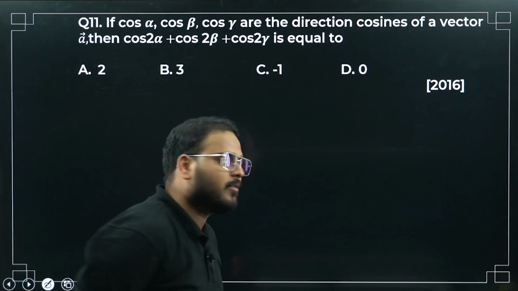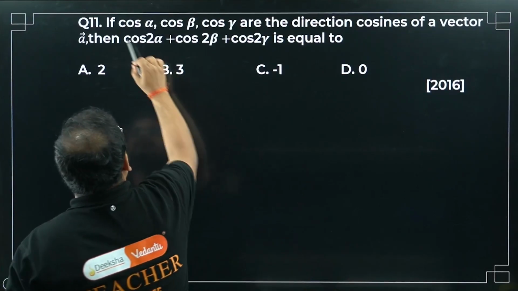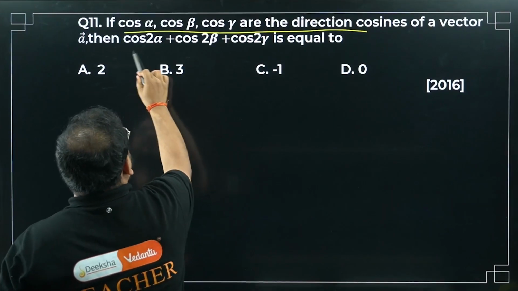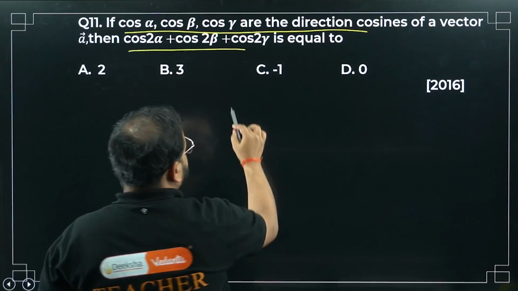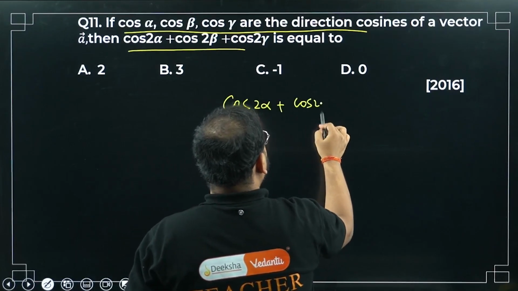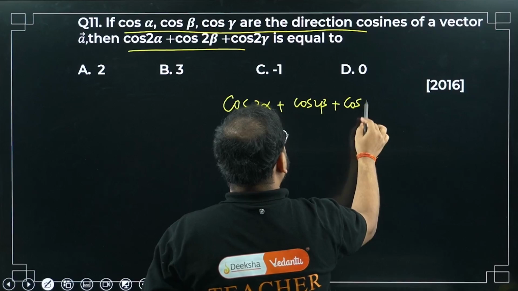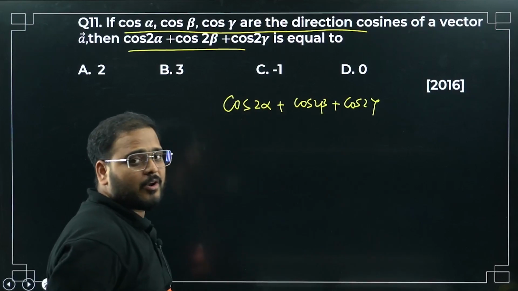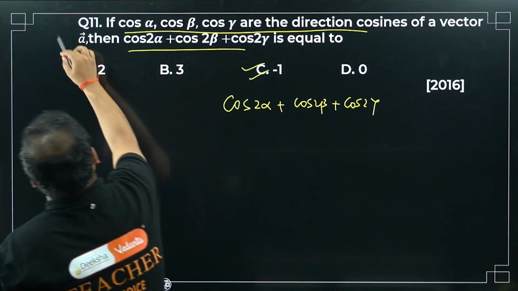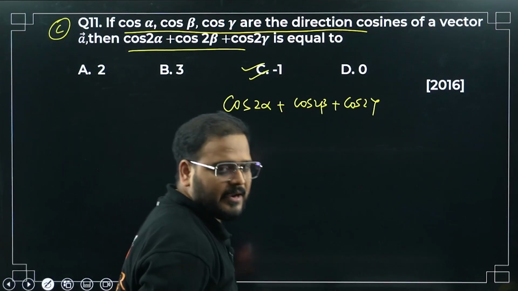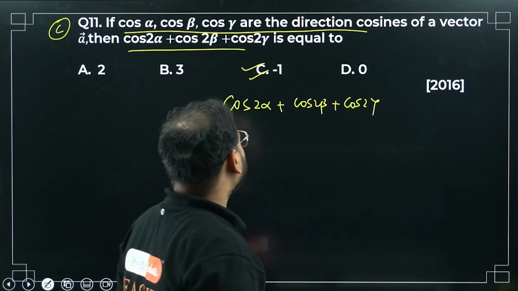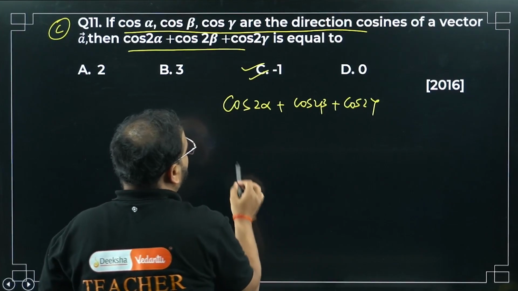Again, this is also the concept of direction cosines only. Cos alpha, cos beta and cos gamma are the direction cosines. Find the sum of this: cos 2 alpha plus cos 2 beta plus cos 2 gamma. All of you should have got this answer right, okay? I think the option was -1. So all of you should have got this answer right? Please comment. Question number 11, sir. Got it right, sir. Okay? Please comment.